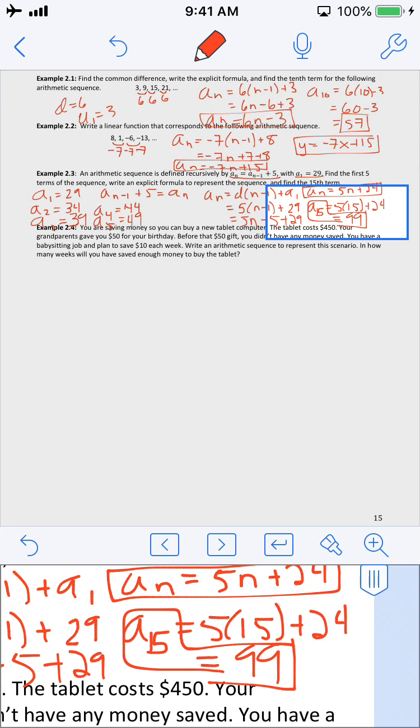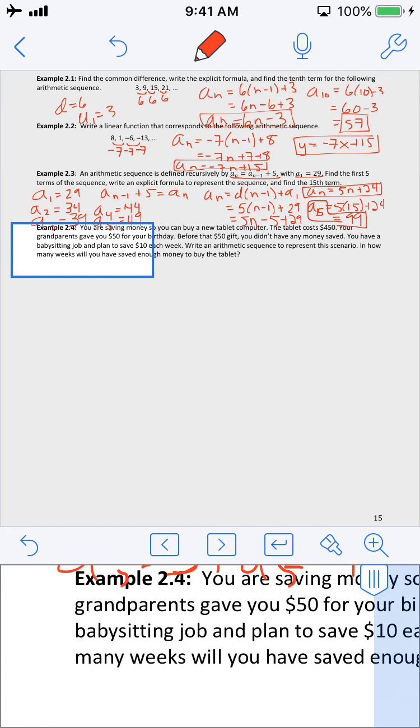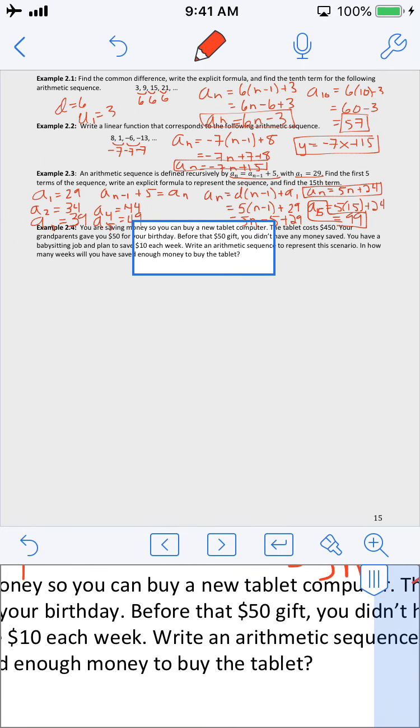Alrighty, so those are kind of 3 try on your owns, which is good. Let's do one more now, real world context, because why do we care? So we care because we want to know if we're going to make money. Money is fun. You are trying to save money so that you can buy a new tablet computer.